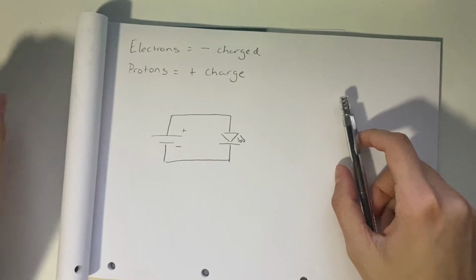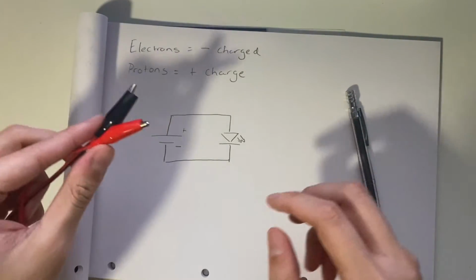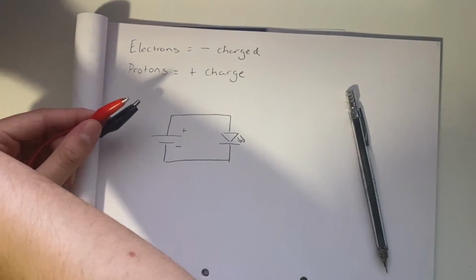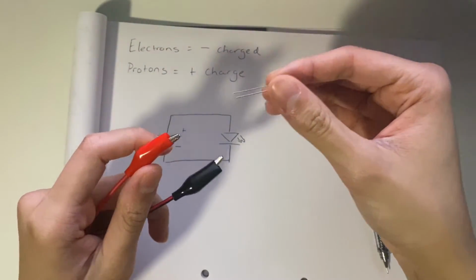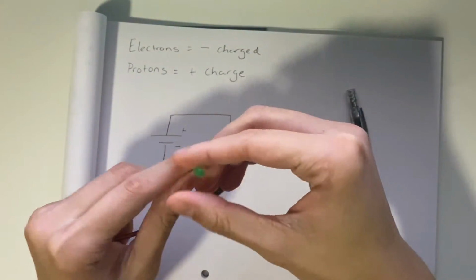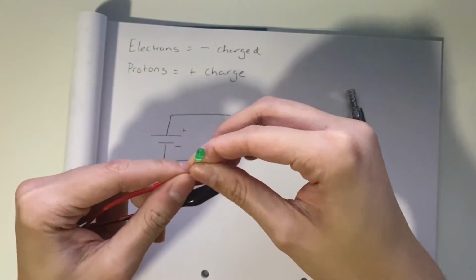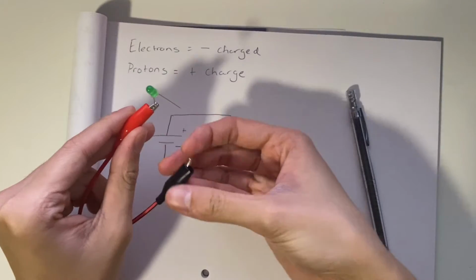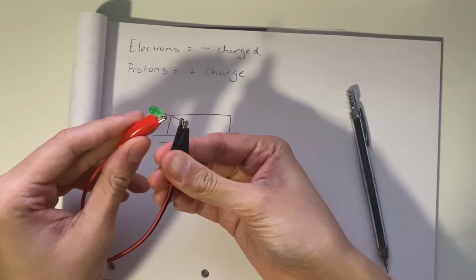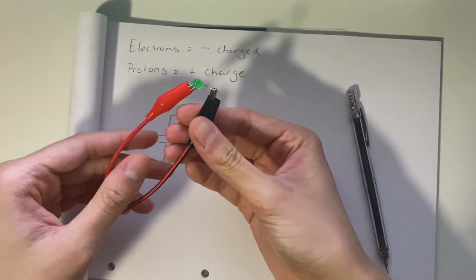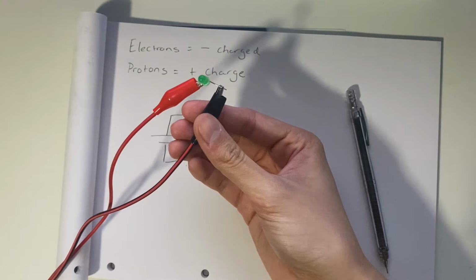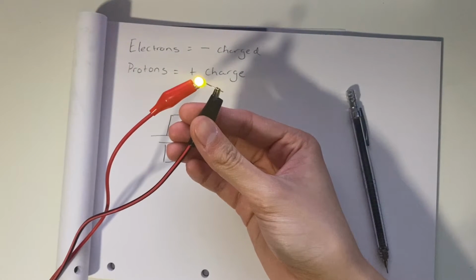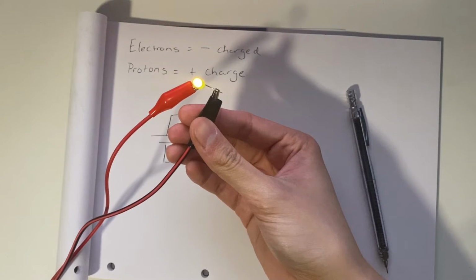Now I'll show you what will happen if we put an LED. So we'll use a real life LED example. I have my power cables. This is my LED. I'm going to connect the positive and the negative. I'll turn this on. And as you can see, the LED, the light emitting diode, has lit up because we have a complete circuit.